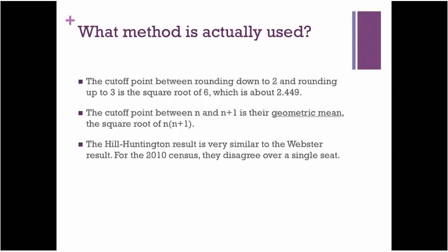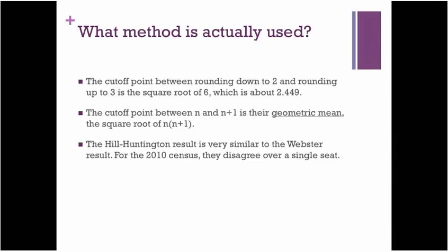If you're taking a quota between 2 and 3, it turns out that the break point between rounding down to 2 and rounding up to 3 is the square root of 6, which is 2.449, slightly less than 2.5. In general, the cutoff point between rounding down to n and rounding up to n plus 1 is a number called their geometric mean, which is the square root of n times n plus 1.